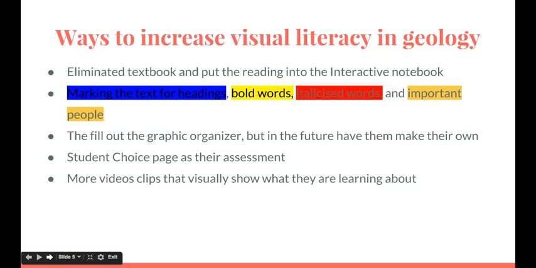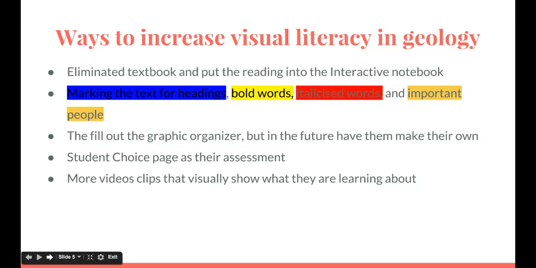First thing I did was eliminate the textbook and put the readings into the interactive notebook. I went to a Google conference this summer, and Holly Clark was the keynote speaker. She said that students are different than they were 20 years ago, and sitting in front of a textbook, that's not true science. So I decided to do that.